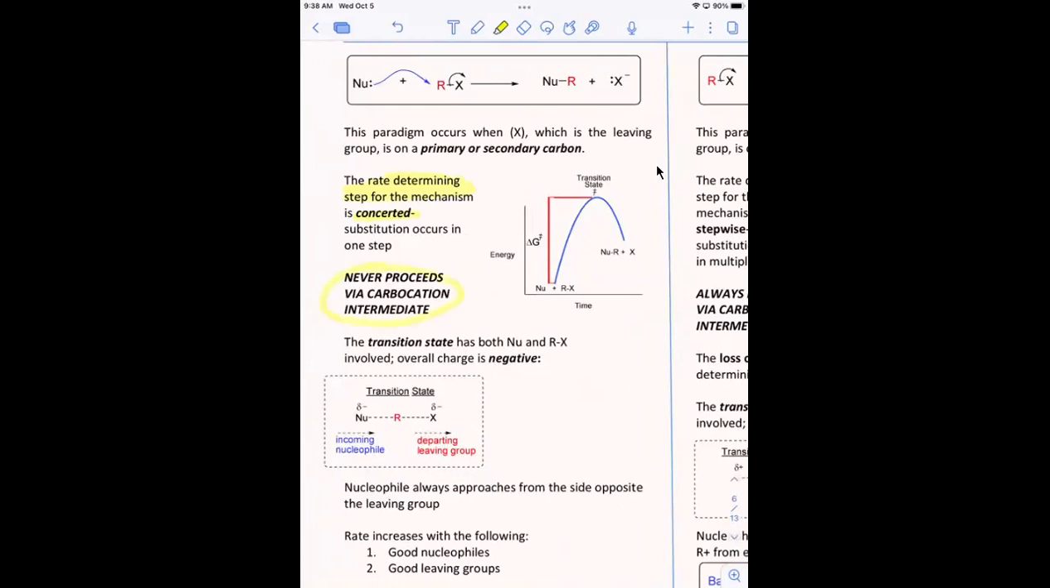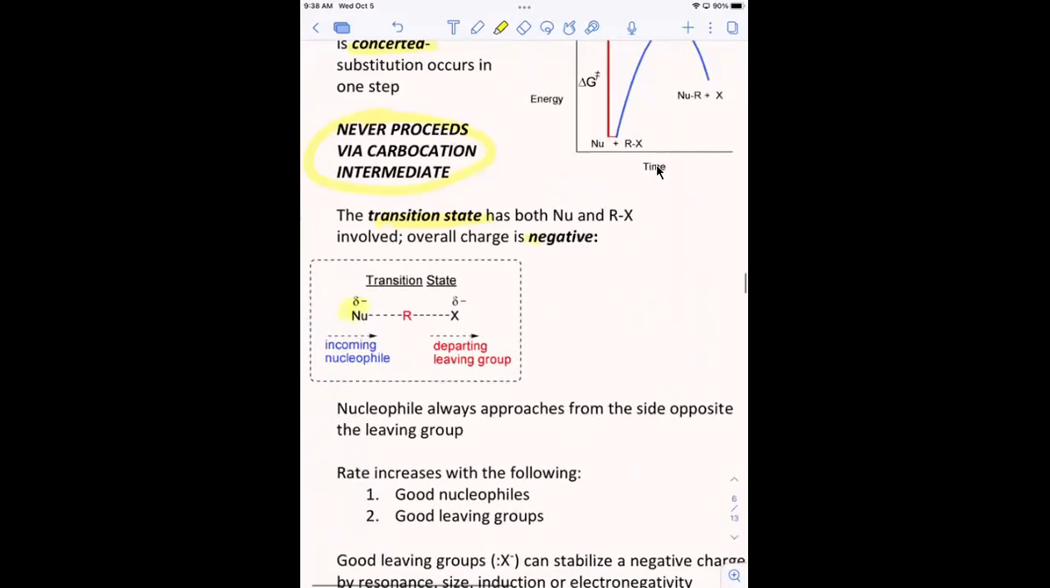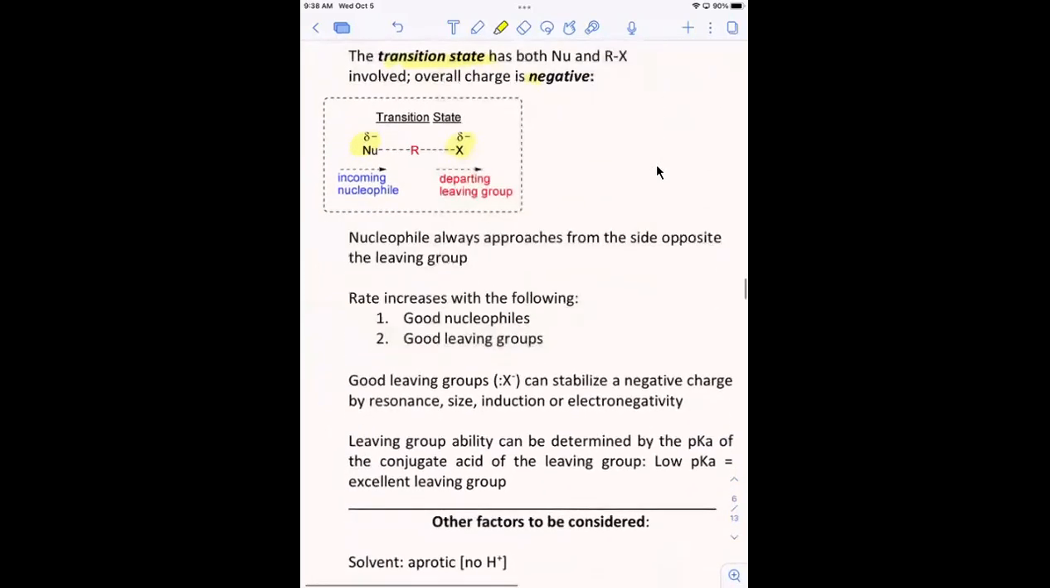No intermediate. And the transition state is overall negative because your new incoming nucleophile is negative, and your leaving group is partially negative. So the overall charge on the transition state is negative. And then we talked about this, the nucleophile comes from the opposite side of your leaving group. And with the rate, you can increase it with good nucleophiles and good leaving groups. Some nucleophiles are better than others, and especially depending on the solvent. And we're going to talk about that.